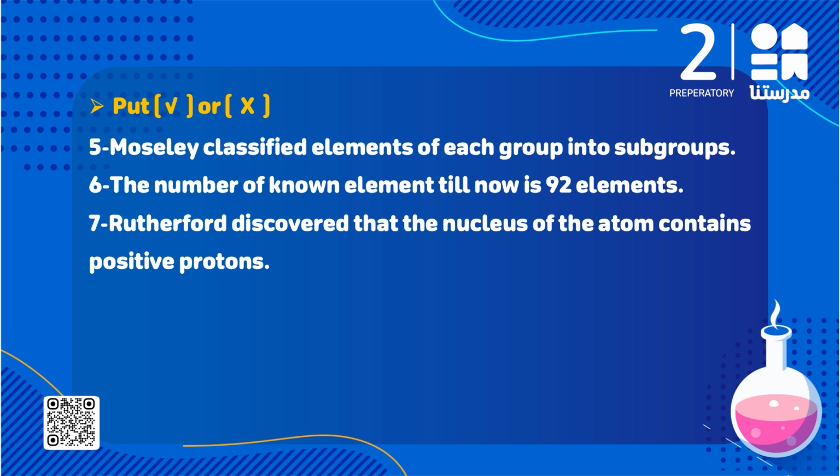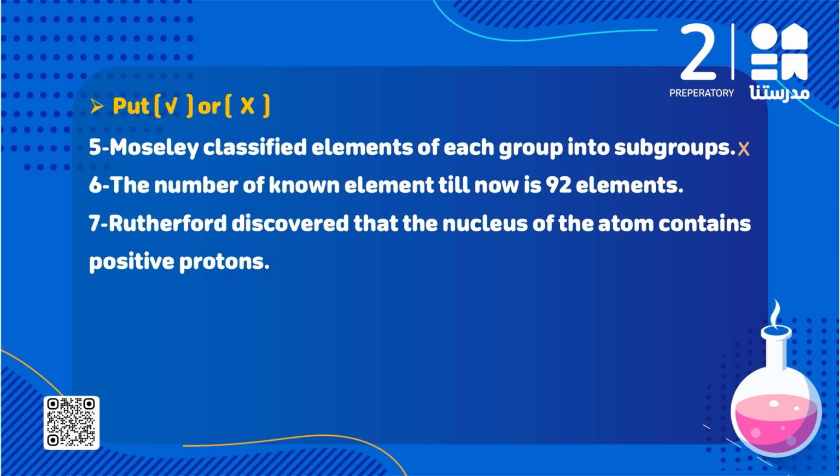Okay, number 5: Moseley classified the elements of each group into 2 subgroups. Moseley is the one who classified the group into 2 subgroups, A and B. Of course this is wrong, because it was Mendeleev who did that.